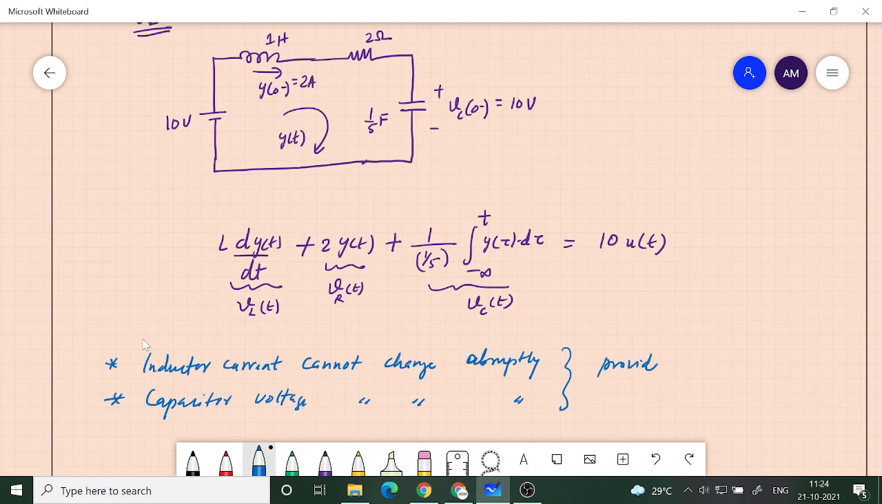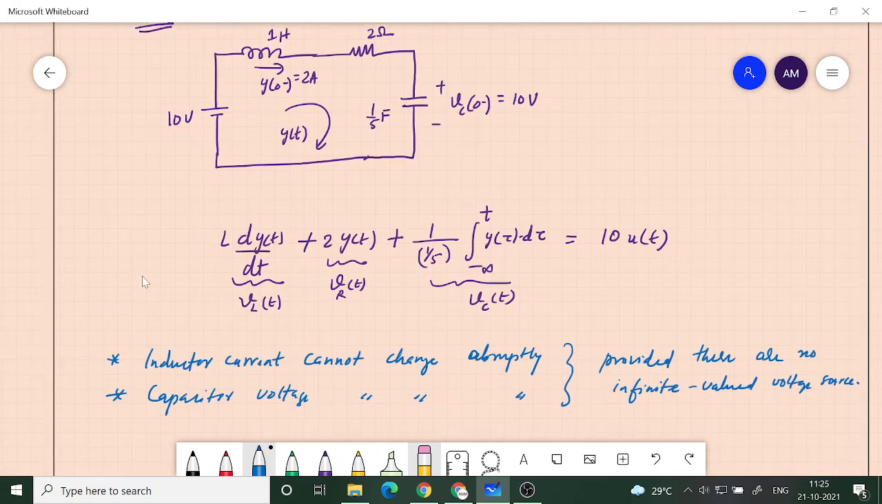provided there are no infinite valued voltage sources. That is the case in this particular circuit. There is no infinite valued source, like an impulse which has infinite magnitude at t equal to 0. Nothing like that is in this circuit. It is basically a step input. Sudden, abrupt means it's like a step change.